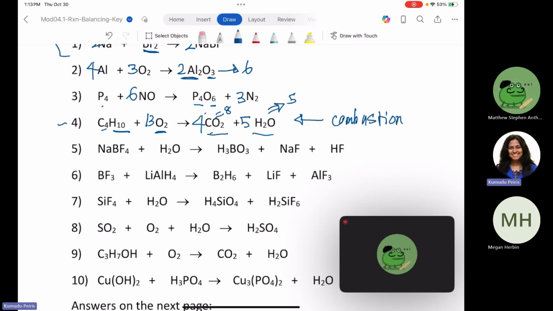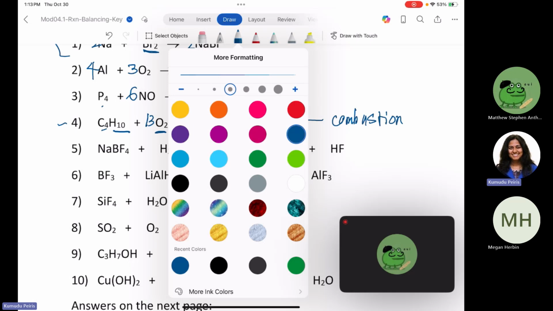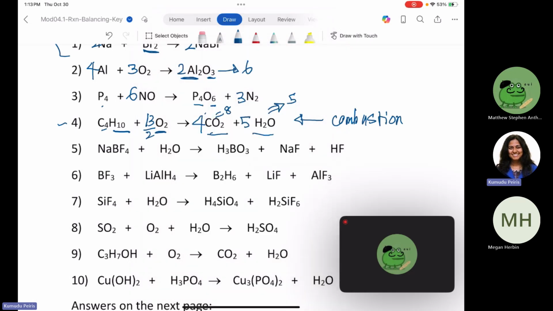but it should be 13 divided by 2. You don't want to do that, so what you should do is multiply all the other things by 2, since I don't want to put a fraction there. And here will be 10 water molecules. And now I can erase the 2 in here. Is it clear?